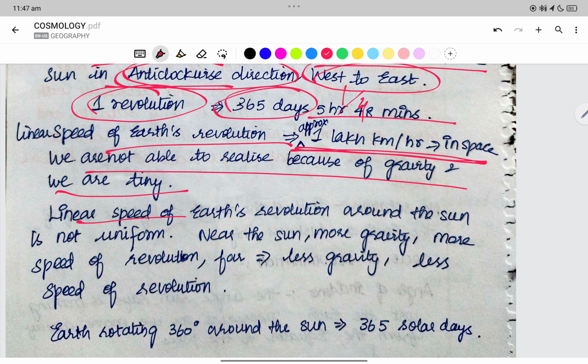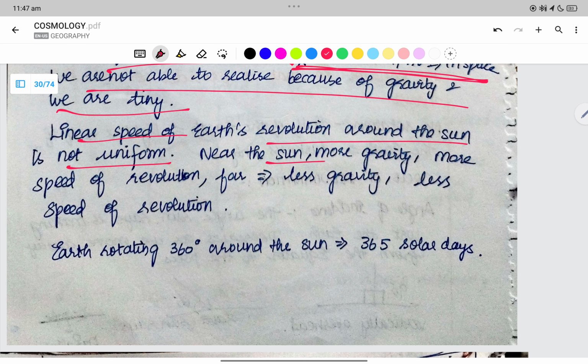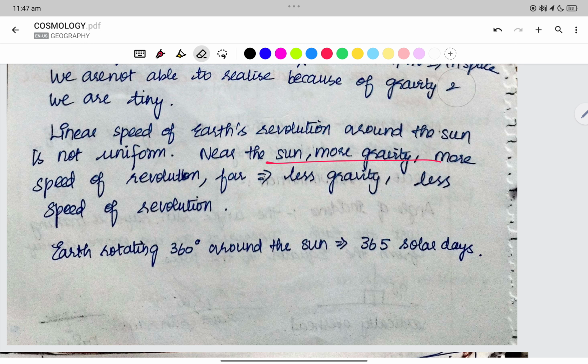The earth's revolution around the sun is not uniform. Near the sun, more gravity, more speed of revolution. Farther from the sun, less speed of revolution. So we can say that we have an elliptical path, right? The elliptical path is present, and then here we have the sun, right? Or let us move the sun even nearer.